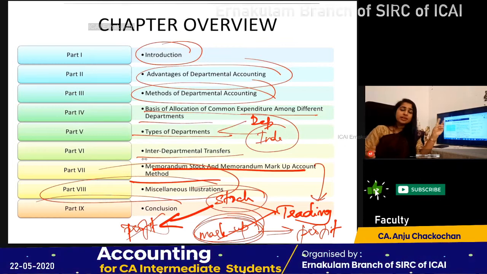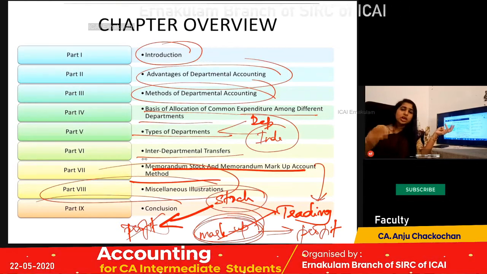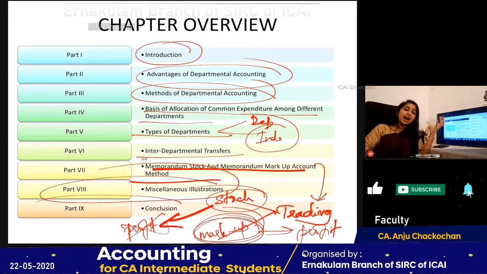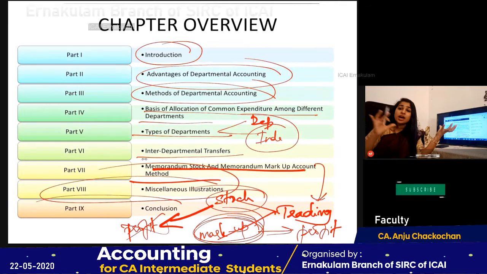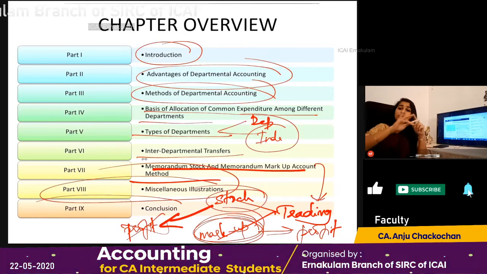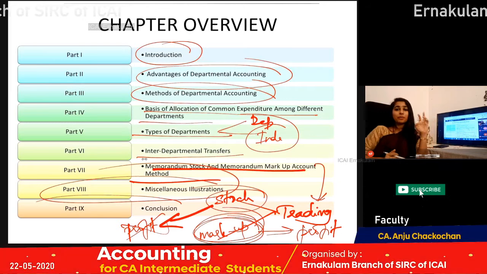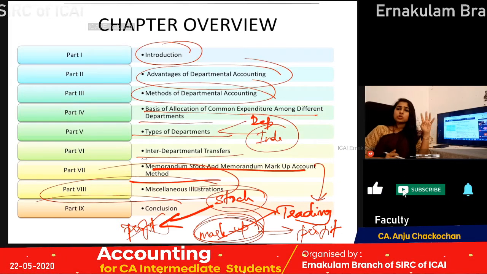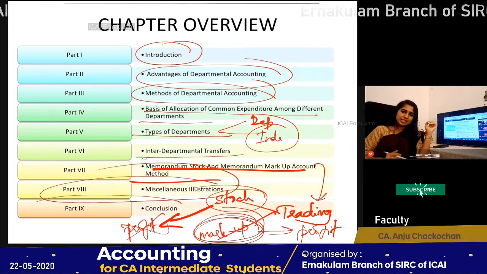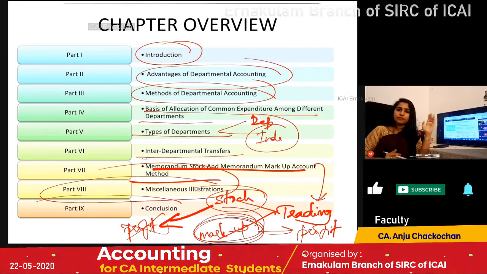That was one pattern. Another pattern was again to prepare the departmental trading account, but with interdepartmental transfers, so we had to eliminate the unrealized profit or stock reserve when preparing the consolidated profit. Another question was relating to the allocation of common expenses. And then we also learned about memorandum stock and memorandum markup account. So these four or five categories are the major types of questions that you can expect for your exam. With that, we are almost done with this chapter. In the next class, we'll be starting fresh with a new chapter.